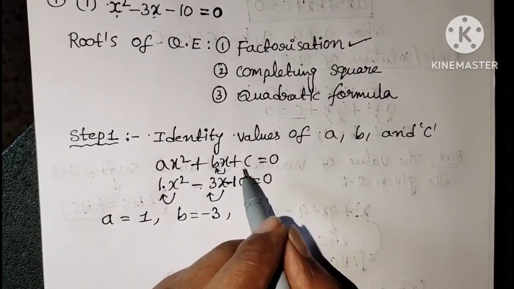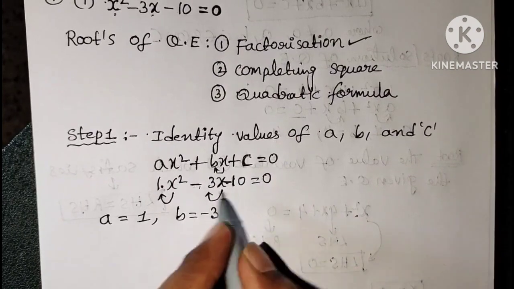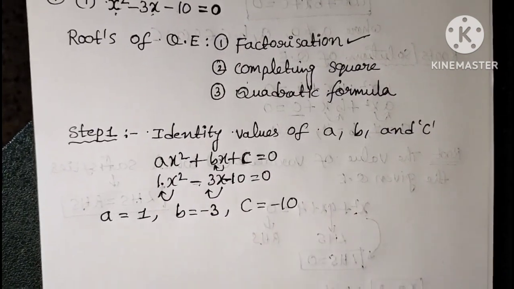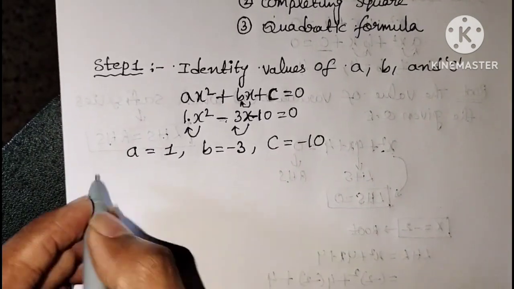Next. So now what is the value of c? c is the constant term. So what is the constant term? c is equal to minus 10. So step 1 is complete. And step 2.